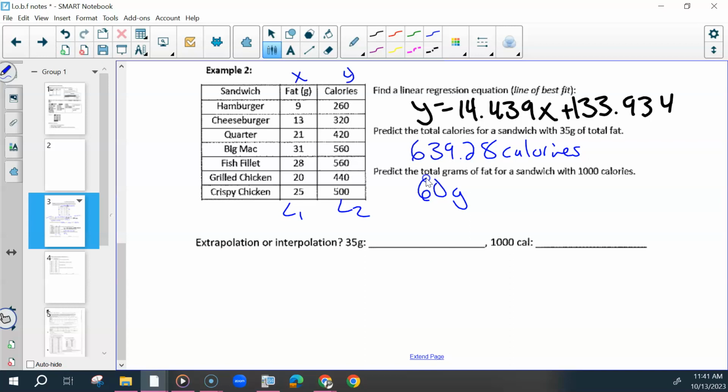Okay. Does 35 fall within the data or outside of it? Outside, so extrapolation. Does 1,000 fall within or outside of the data? Outside. Most of these are going to be extrapolation. Very few times do you have something within the data, because that's really the whole goal, to predict something outside of the data. Right? Do we have questions on how to find line of best fit and how to use it to predict so far?